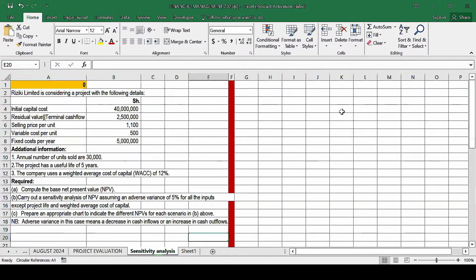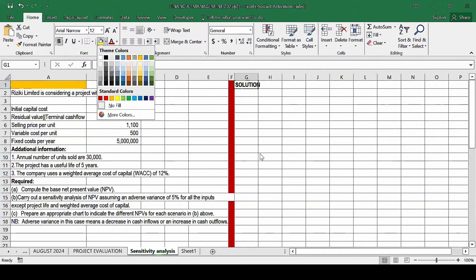So we start with part A of this particular question. This now, remember, is our solution. We said always treat your Excel worksheet like that. You have your solution on this side and the question here. So this therefore will be our solution.